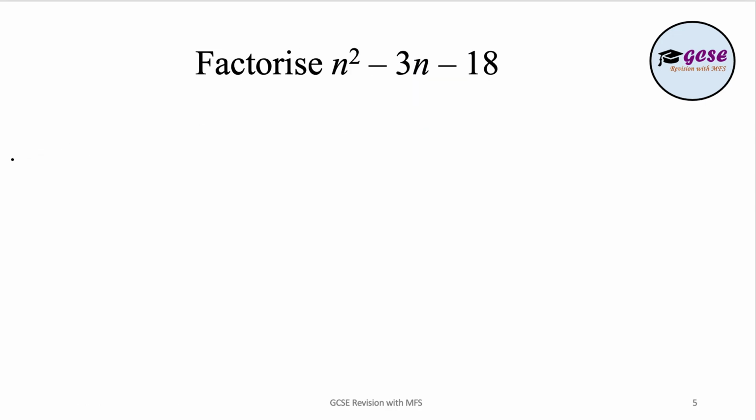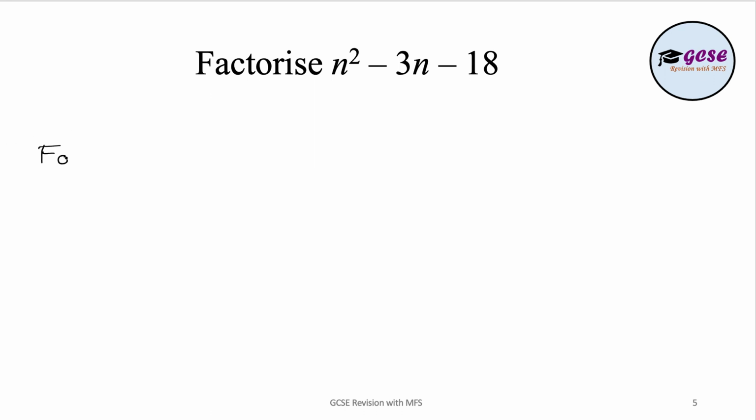Final question. Pause the video, have a go. Okay, so as you can see, it's not x always. Don't get confused if it's a different letter. In this case, it's n, but it can't be x every time. Okay, same concepts. Think about the numbers which multiply to get 18. Don't worry about the negative right now.